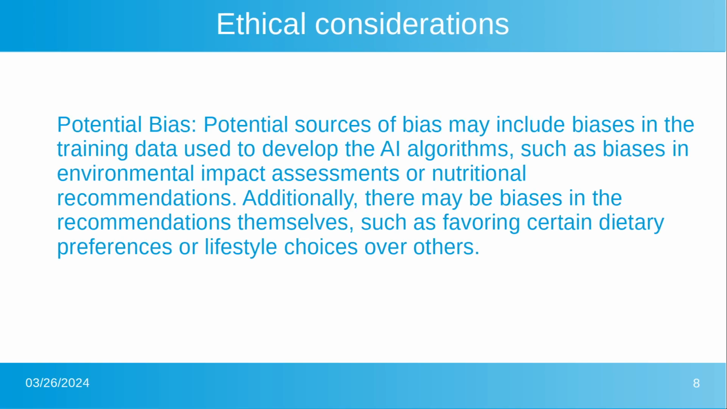Ethical consideration. Potential biases. Potential sources of bias may include biases in the training data used to develop the AI algorithms, such as biases in environmental impact assessments or nutritional recommendations. Additionally, there may be biases in the recommendations themselves, such as favoring certain dietary preferences or lifestyle choices over others.